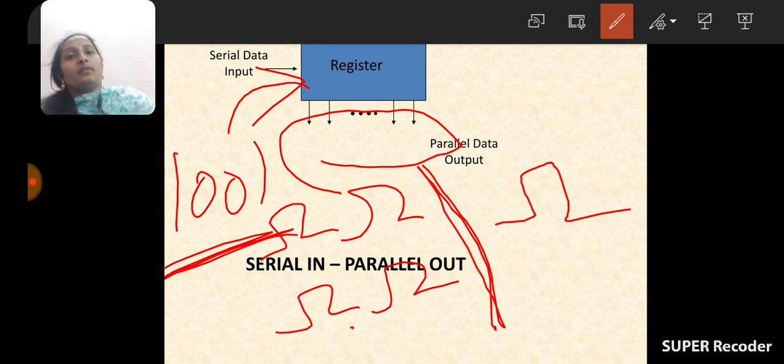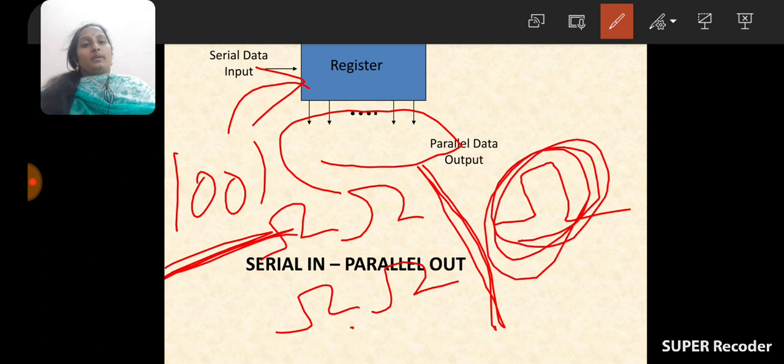In my example, I would like to take 4 bits, so I need 4 clock pulses. But to receive the data, whether 4 bits, 2 bits, or even n bits, only 1 clock pulse is required. All the bits are received at the same time. If 4 bits are there, the 4 bits must be received at the same time for a single clock pulse. That's why the name of this register is called serial in, parallel out.